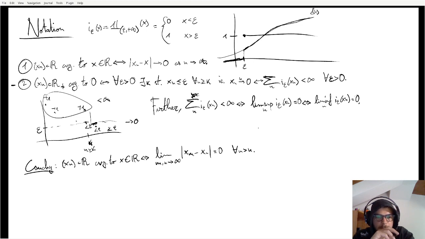So basically, there is some point up to which all the terms in the sequence are very close together, I think.